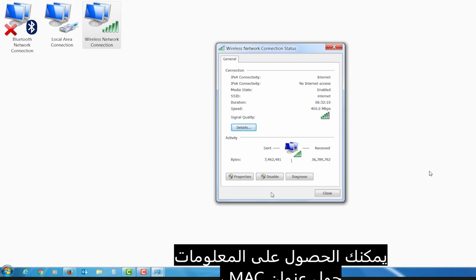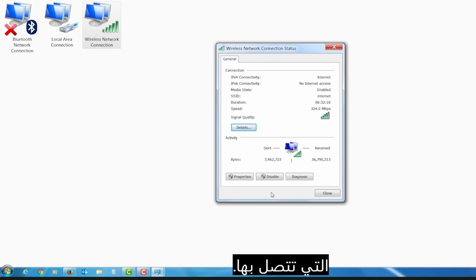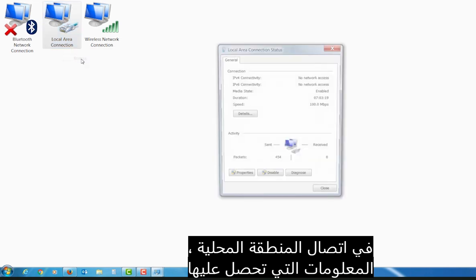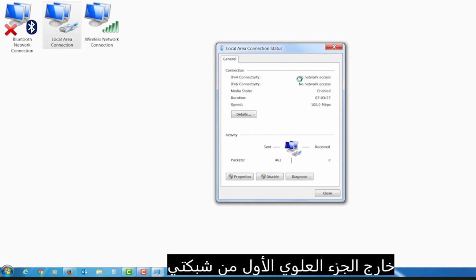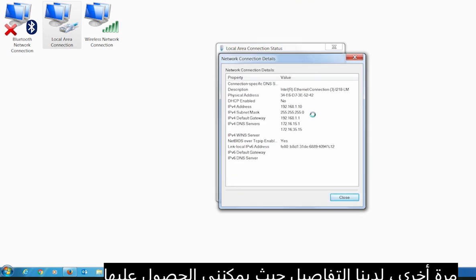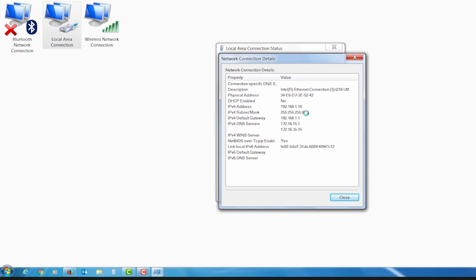You can get the information about the MAC address, about the type of connection, and the wireless networks on which you're connected. In the local area connection, the information that you get is slightly different. It tells you right now that in the case of my wired network, I am not getting out beyond the first hop of my network, and that my connection itself is enabled and it is at 100 meg. Again, we have the details where I can get my MAC address, and I can also see my IPv4 address, and if I had an IPv6 address configured, it would also be displayed.